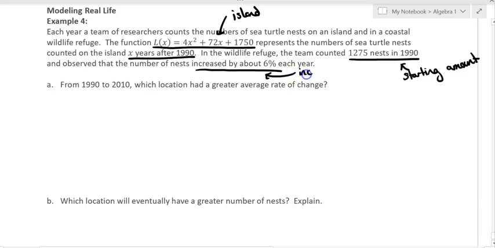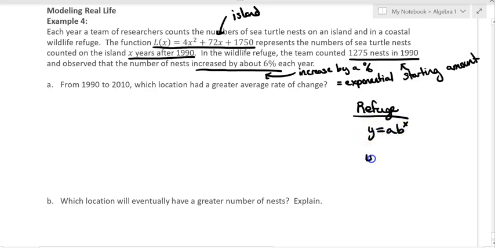And the nests increased by 6% each year. When you increase by a percent, that means it is exponential. Okay, so if I wanted to write, this is for the refuge, a function, I'm using exponential, y equals a times b to the x. A is the starting amount. They started with 1,275 nests. B, remember, you don't just use 0.06, you do 1 plus 0.06 because it's growth. So you put 1.06 to the x. And so that's the refuge right there.